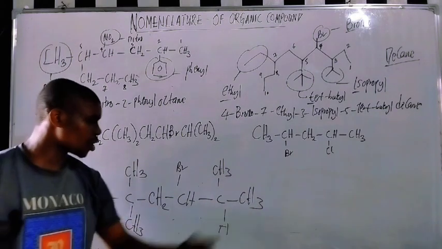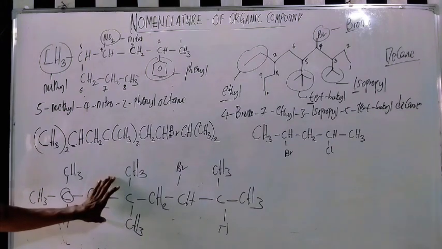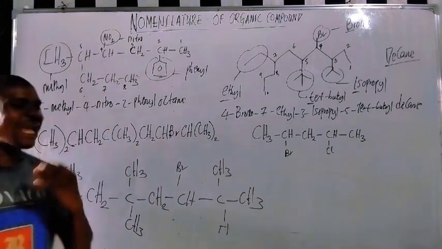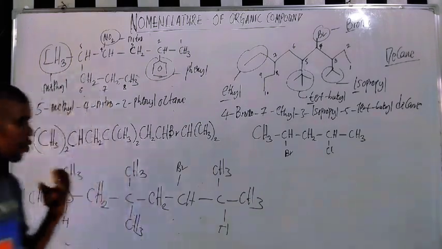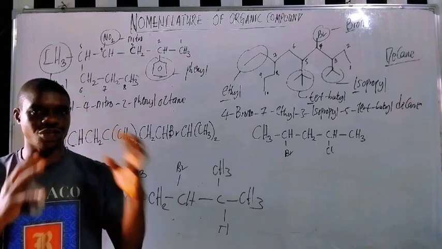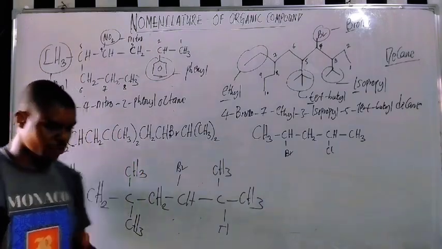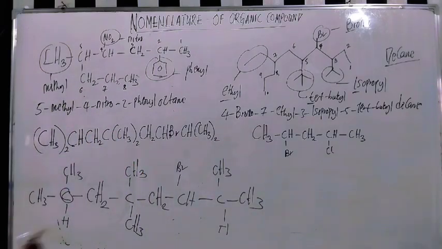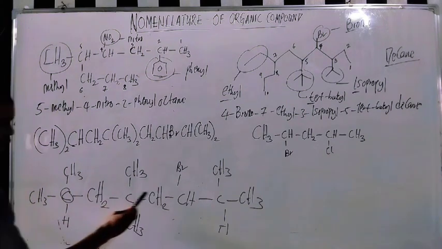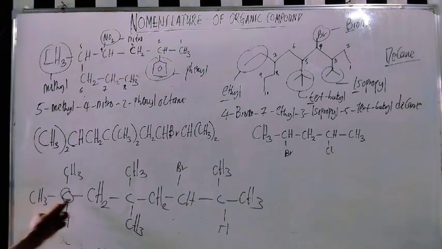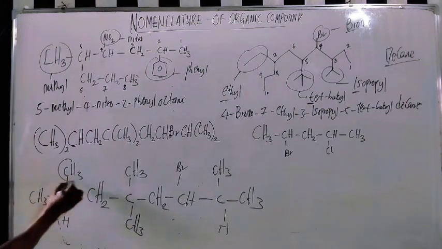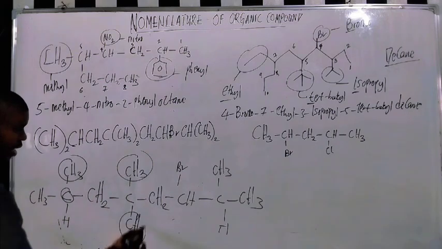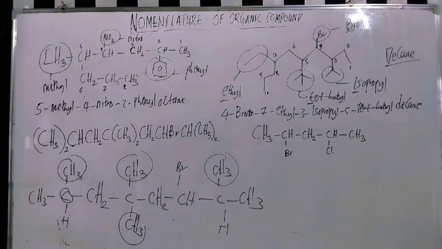So how are we going to name it now? Because this one is an interpretation of this one here. That is why you must learn how to draw the fully displayed formula, so that you know how the atoms are combined, you know the substituents, and you know the bond connection. So of course, I will take 1, 2, 3, 4, 5, 6, 7, 8. If you take from here to here, I have this guy, this guy, this guy, this guy as a substituent. But I'm not too sure here.